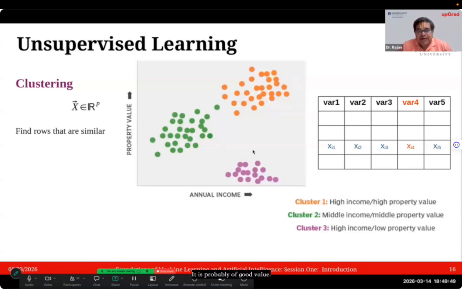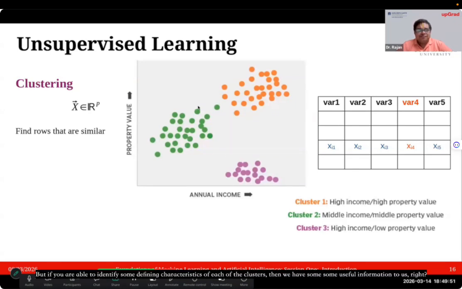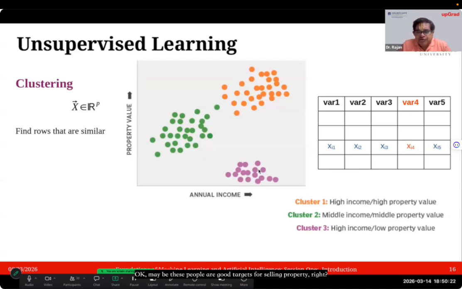It's probably of good value, but if we are able to identify some defining characteristics of each of the clusters, then we have some useful information, right? For example, in this example, all these purple dots would refer to people who have quite high income but low property value.